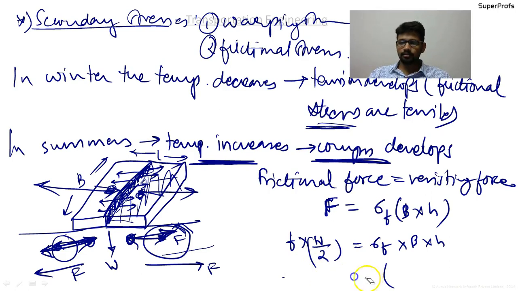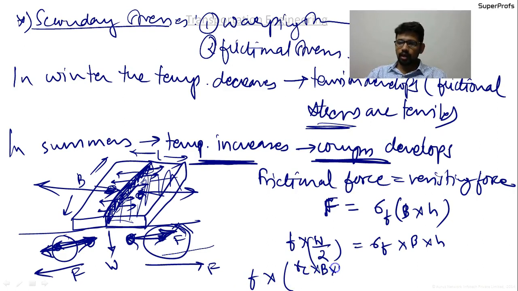I can still expand this W term to F into gamma C into B into L into H by 2. Okay, so it is volume into density. Gamma is the density or the unit weight. Volume is B into L into H.